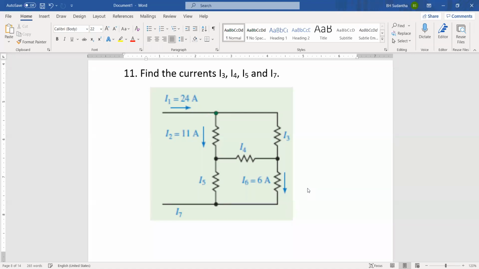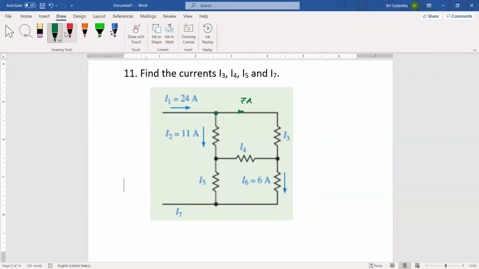You can consider this node: 24 ampere current in, and through this resistor 11 ampere current is going away. Then this should definitely be, okay, 7 amperes. Sorry, not 7 amperes. It's 13 amperes.